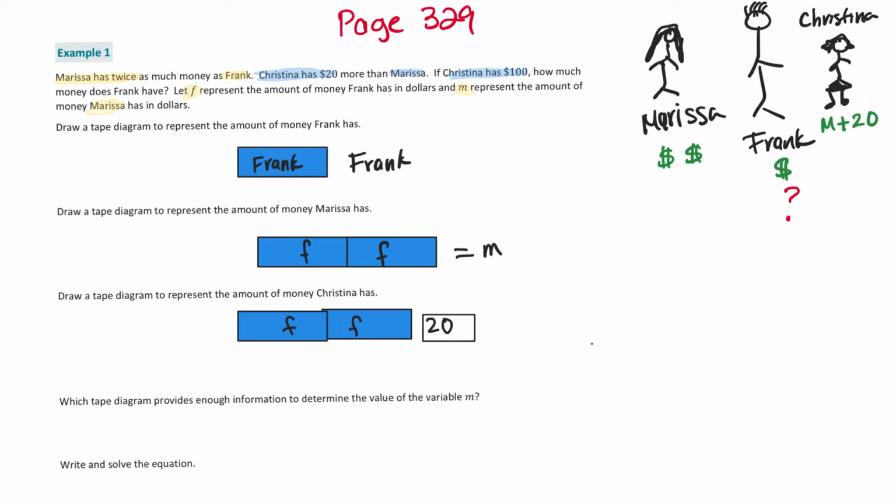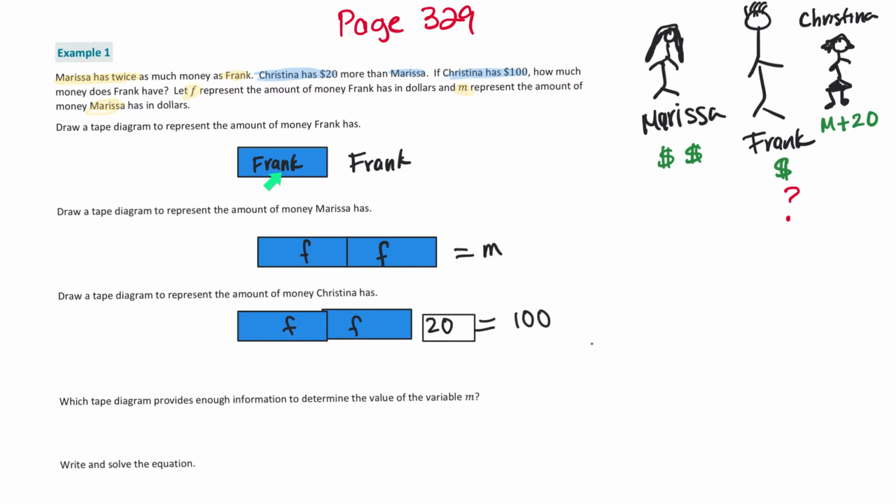They told us that Christina has a total of $100, right? This is over here. Christina has $100. So which one? 1, 2, or 3? Which one has enough information for us to find how much money is going to be Marisa's? Is it going to be the first one? Is it going to be the second one? Which one is going to give us?